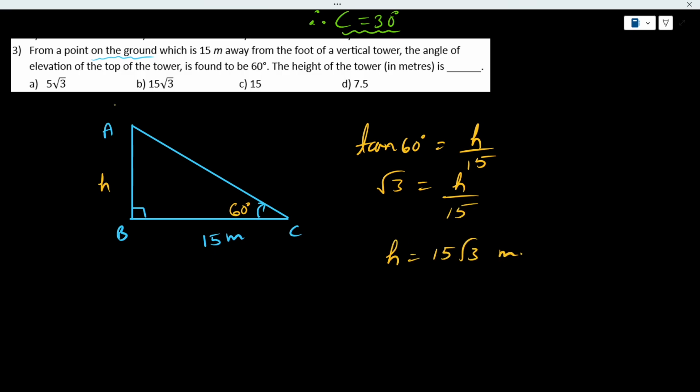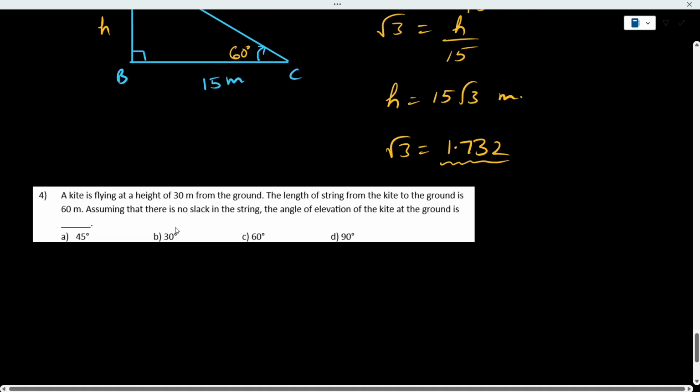So what is the right option here? Sometimes they give you all the answers in decimal form, right? So you should know the root 3 value. You always take 1.732, or 1.73 if the answer is given to two decimal points. And this is your next multiple choice question.